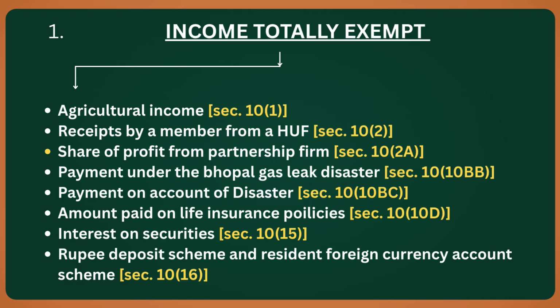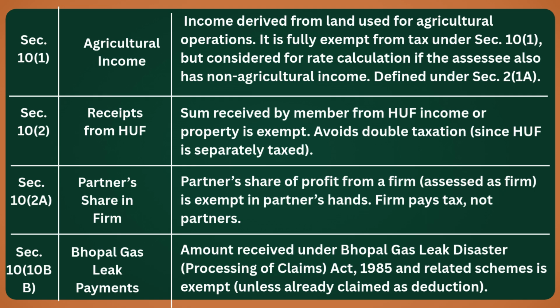Now, let's look at incomes that are totally exempt from tax under Section 10. Section 10, Clause 1, Agricultural income. Income derived from land used for agricultural purposes is exempt from tax. Remember, while agricultural income is exempt, it may be used for the purpose of determining the tax rate on non-agricultural income. Agricultural income is defined in Section 2, subsection 1A.